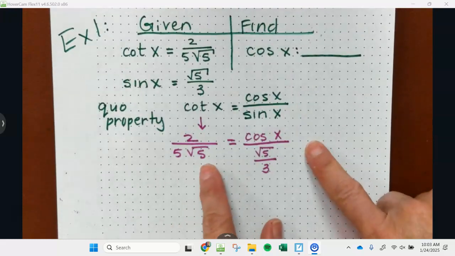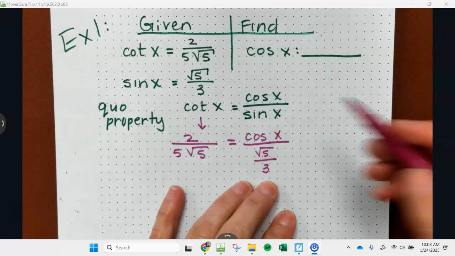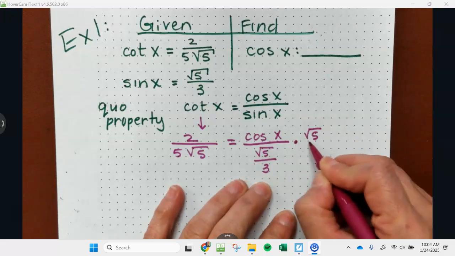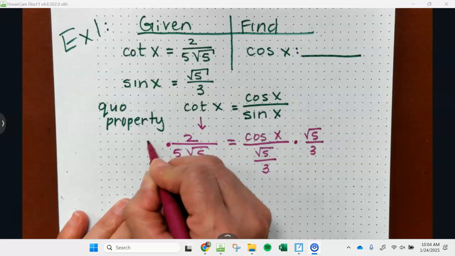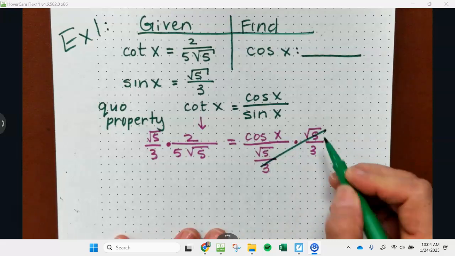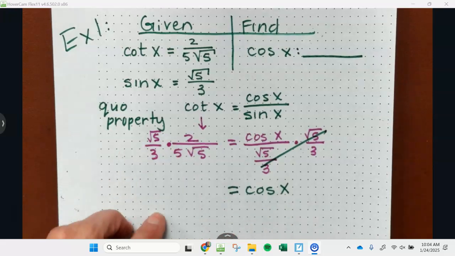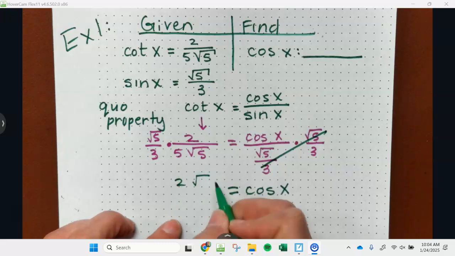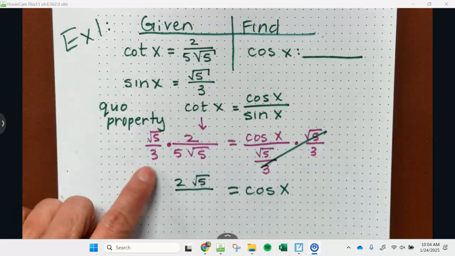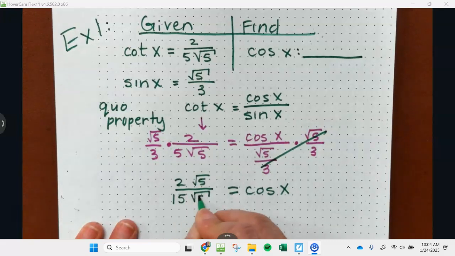And then, guys, this equation, you would solve just like the one in orange. You're just going to multiply both sides by the denominator, and you'll solve. So the denominator over here is going to be root 5 over 3. We're going to multiply both sides by root 5 over 3. All right. So these are going to cancel. So cosine of x is going to equal square root 5 times 2 on the top. On the bottom, this is 3 times 5 square root 5. So the bottom is going to be 15 square root 5.